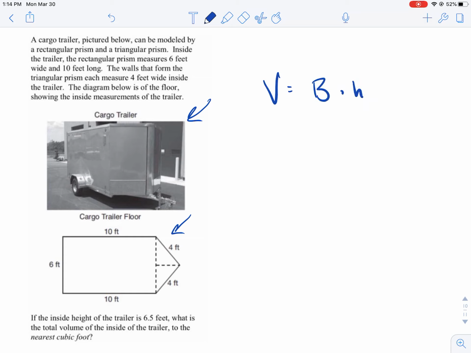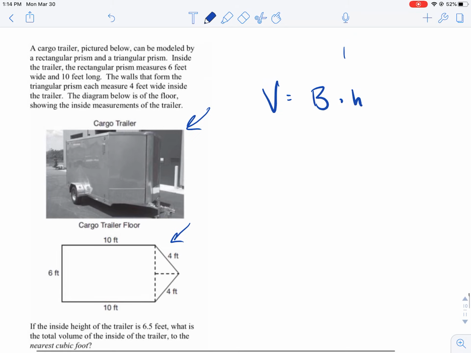So let's begin. First thing we're going to need is, what is the volume of a general prism? The volume is big B times the height. Now let's not forget the big B, big B stands for the area of the base. So we're looking at a rectangular prism and a triangular prism. So let's look at the rectangular one first.